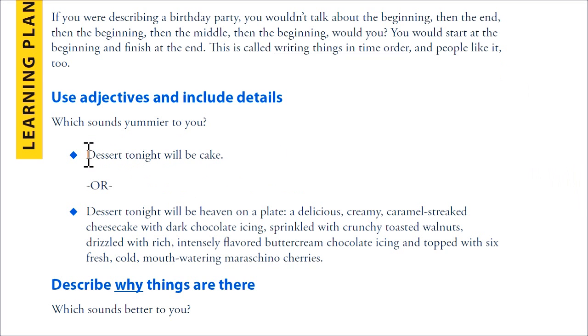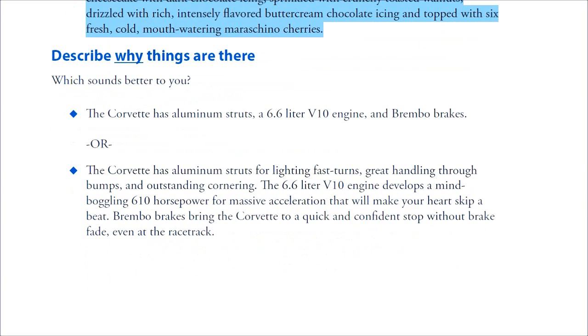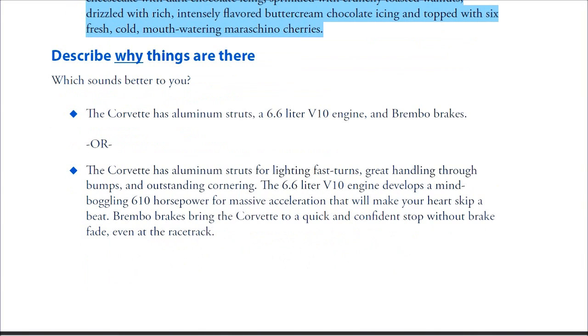Here's an example of the difference between an explanation of dessert without adjectives and an explanation of dessert with adjectives, which is much more appealing. Also, you're going to be explaining why things are there. In other words, you're not just going to say the bike has brakes. You're going to say the bike has brakes so that you can stop, if you see what I mean.